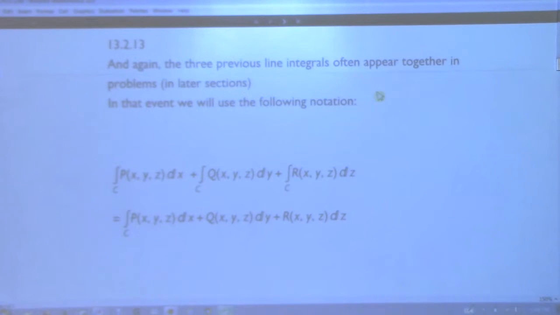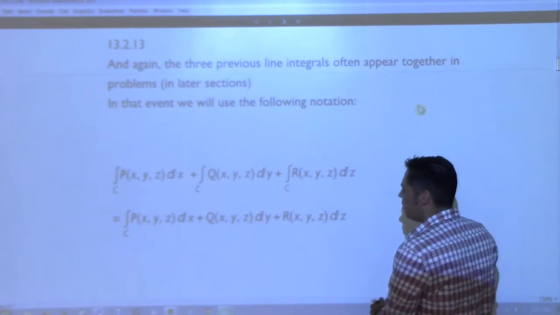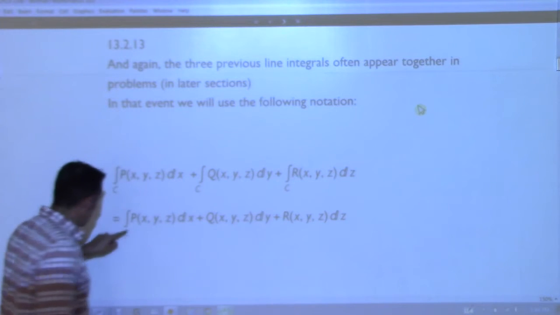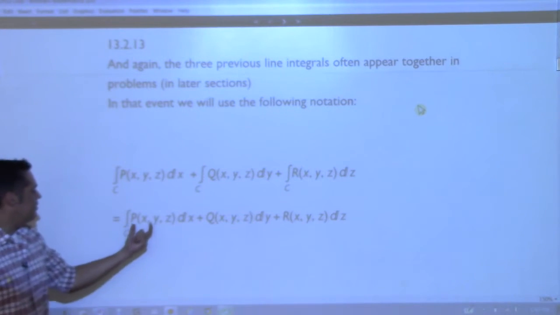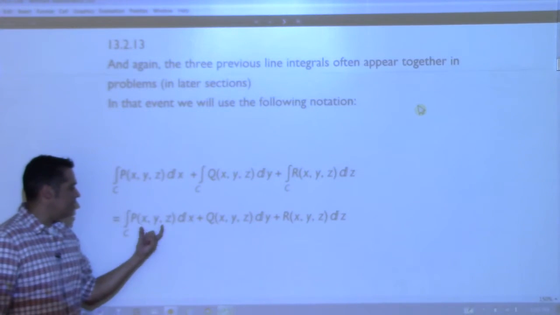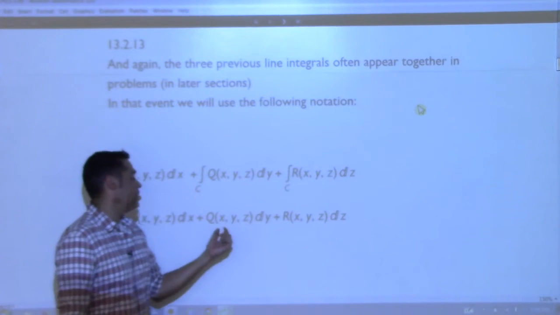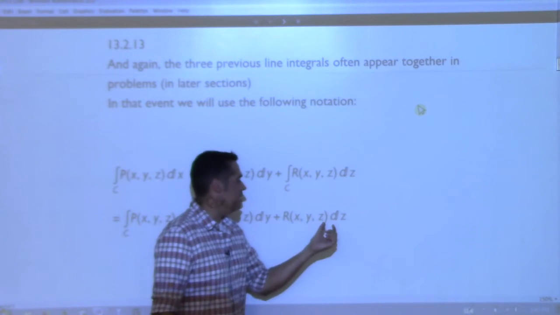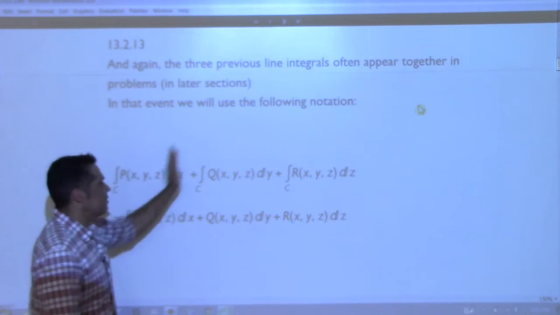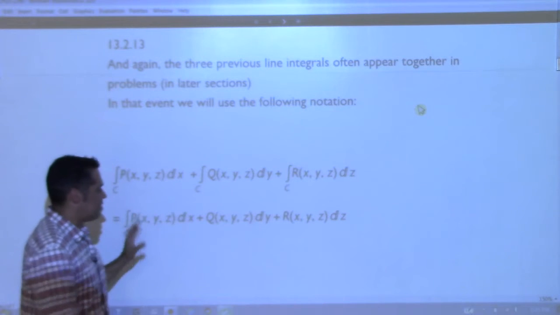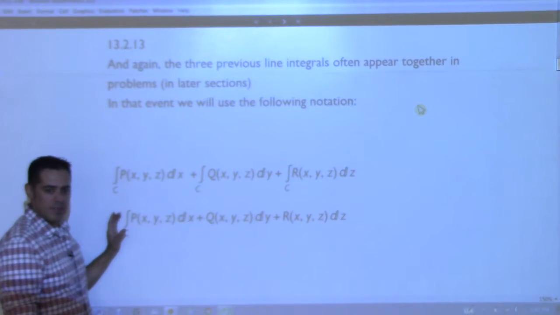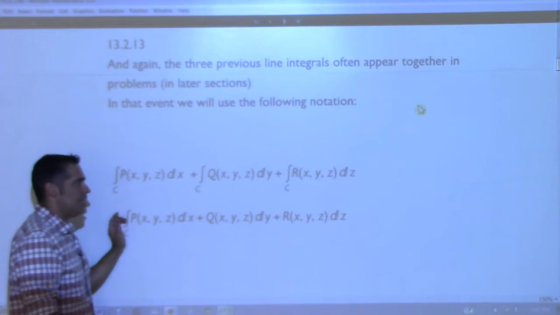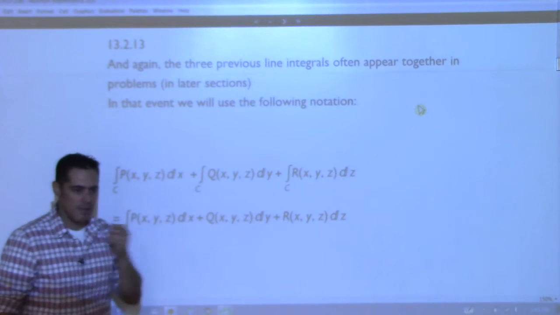I'm okay. All right, and just like we said before, these integrals are going to show up together. So look at this notation. There's one line integral over C, and then you have some P function of x, y, and z dx plus some Q function of x, y, z dy plus some R function of x, y, z dz. What this really means is that you do them individually. But the notation is to only write the integral sign once, which really means the integral of each of those three things. All right?